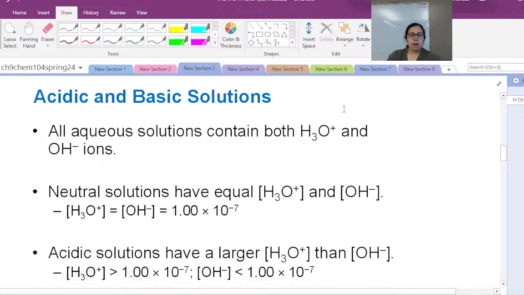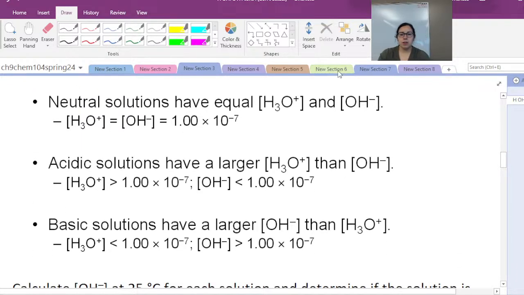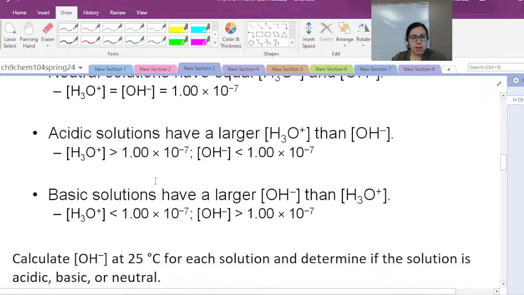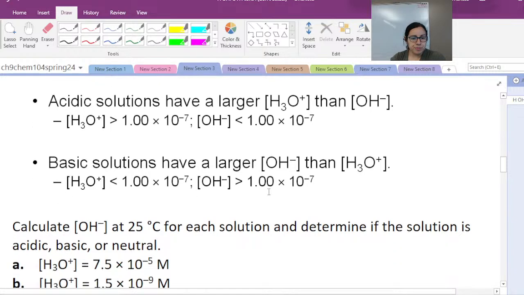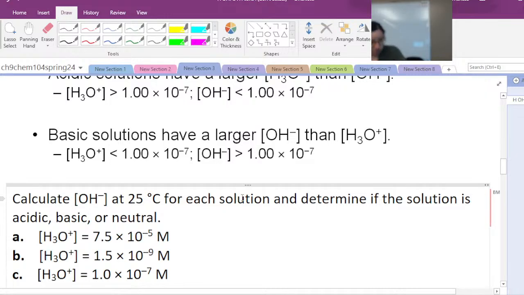Of course, all aqueous solutions contain some amount of hydronium and hydroxide ions. If they are neutral, you would have equal amounts. Acidic solutions have larger hydronium concentrations than hydroxide, so your hydronium would be greater than 10 to the negative 7, and basic solutions have a larger hydroxide than hydronium concentration. See if you can look at this and determine if it's acidic, basic, or neutral. Then we'll reveal more tricks.